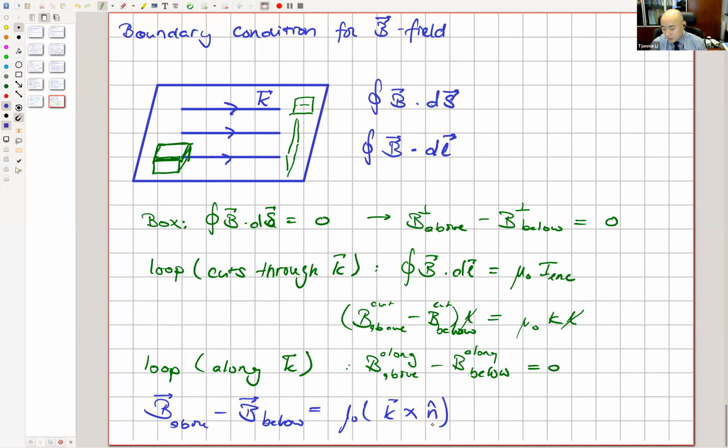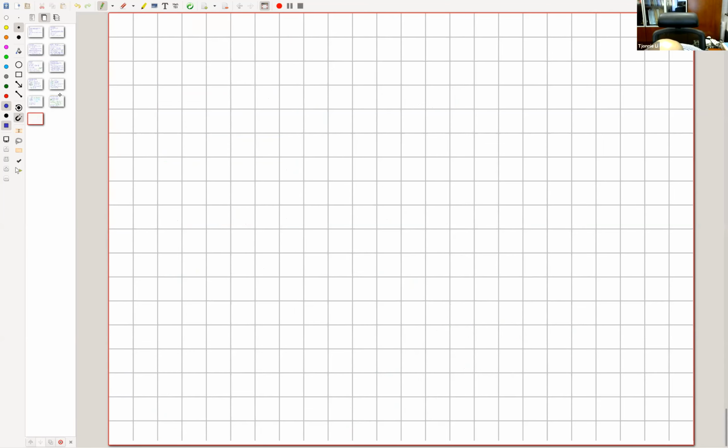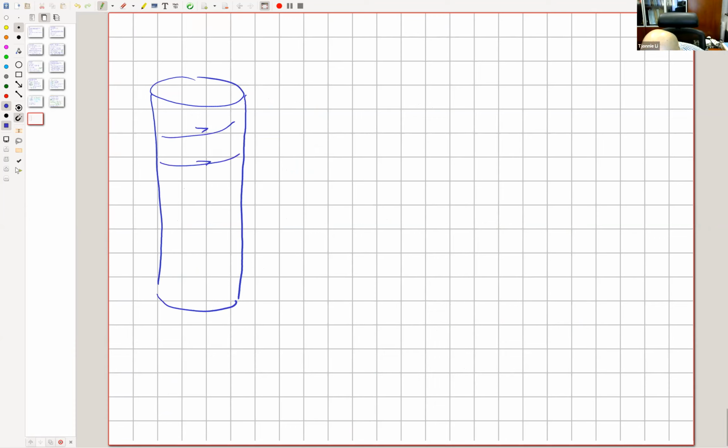Okay. Now let's take a quick example. Let's see if we can make a very simple example. Here we've got some solenoid going around like this, all the way around. And we can ask, okay, what is the inside, the outside? Something that has a lot of coils.